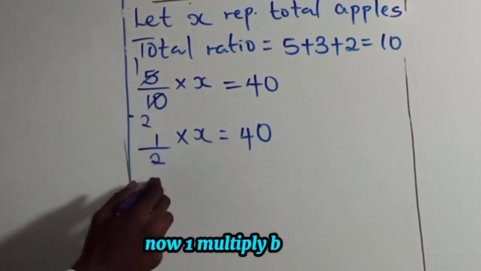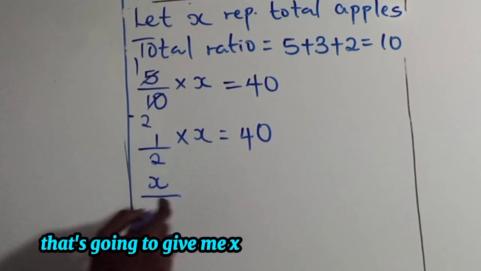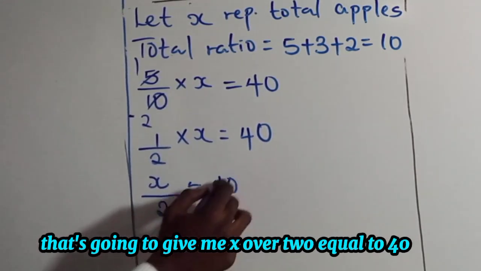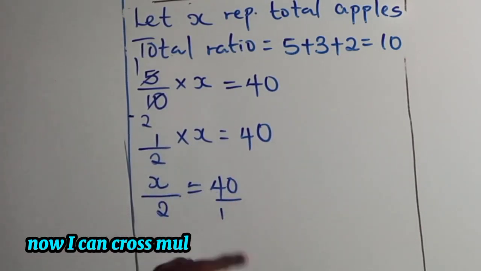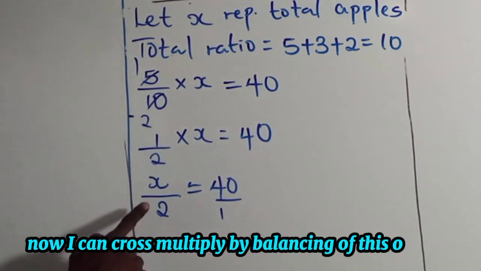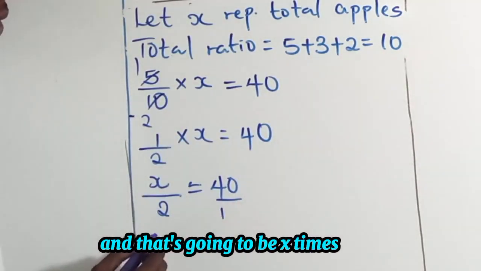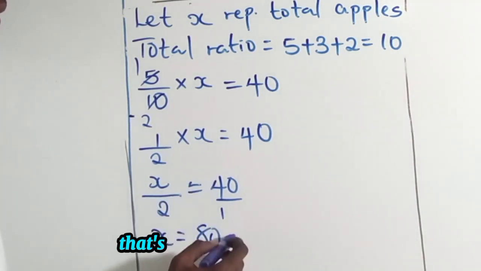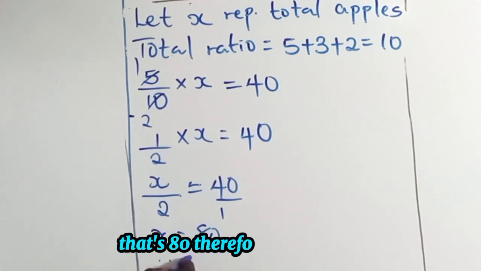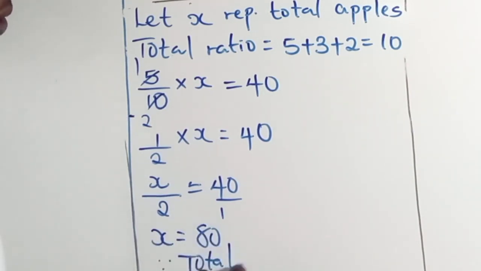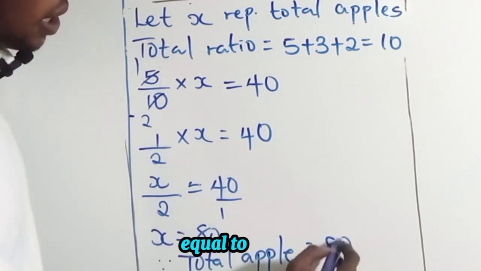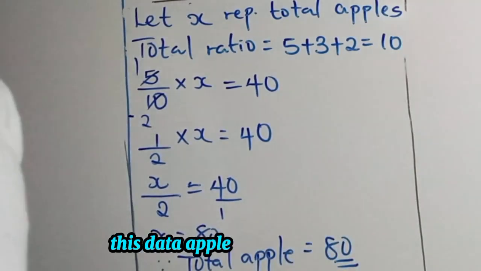Now, 1 multiplied by x, that's going to give me x over 2 equal to 40. Now, I can cross multiply by balancing this up. That's going to be x times 1, that's x. 2 times 40, that's 80. Therefore, total apples equal to 80. So this is the total apple being shared.